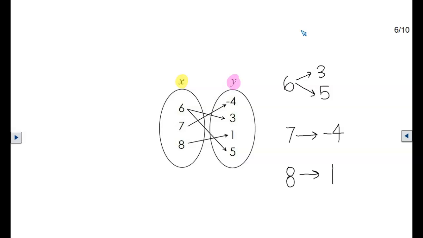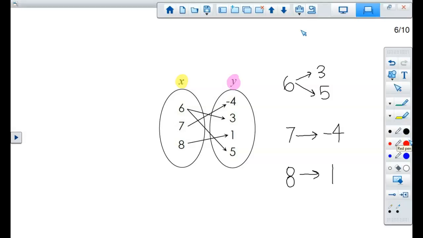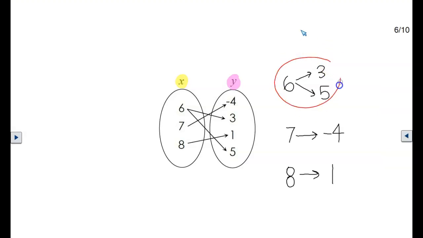So what I'm looking for here is, do I have any one-to-many connections? Do I have any situations where I have one particular x value that's trying to connect up with many different y values? And the answer is yes, I have that right here. My particular x value 6 is trying to connect up with two different y values, which are 3 and 5. So this would create that situation again where I have something that is not a function.